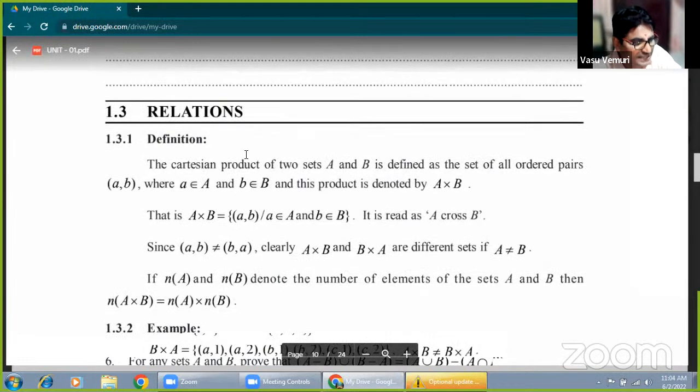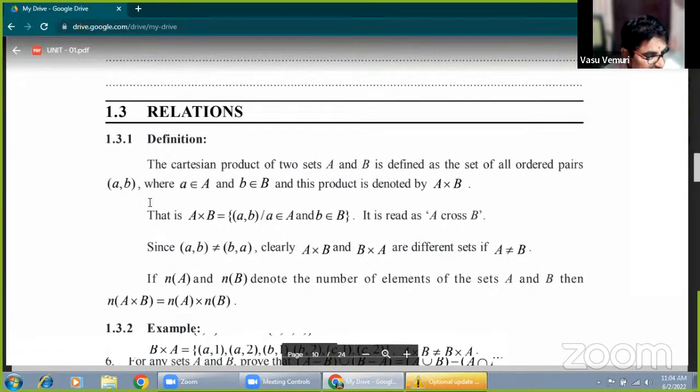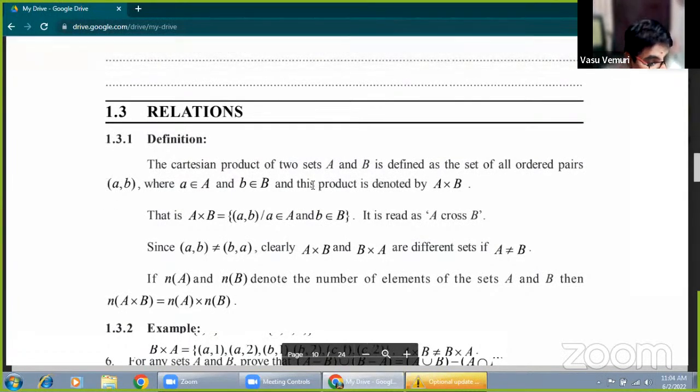Now, how to explain the relation? What is the definition of a relation? This is the ordered pair of A and B. According to the set theory concept, suppose A and B are any two sets. Without the set definition, the relation concept and functional concept, we cannot give the definition of a group. That is the main concept of algebra. So directly we cannot explain the group definition.